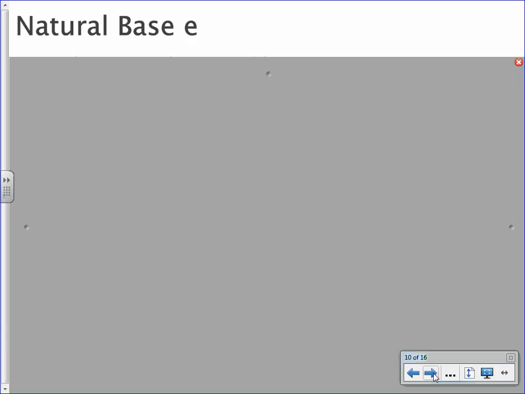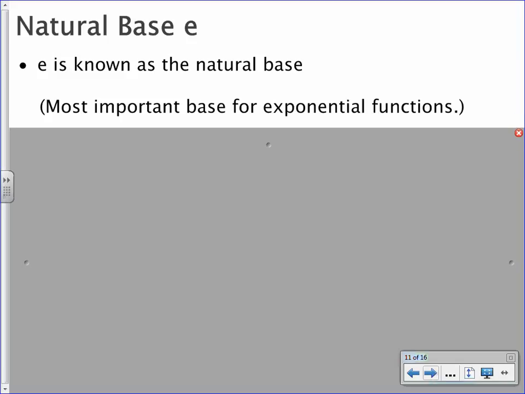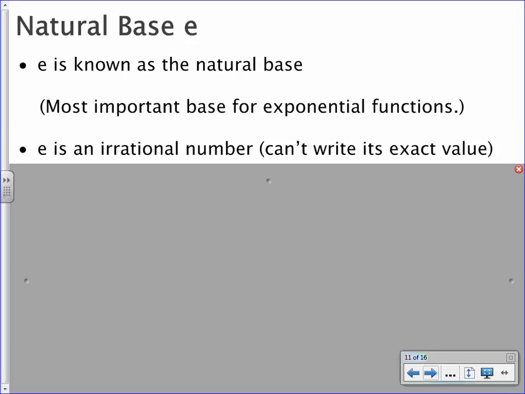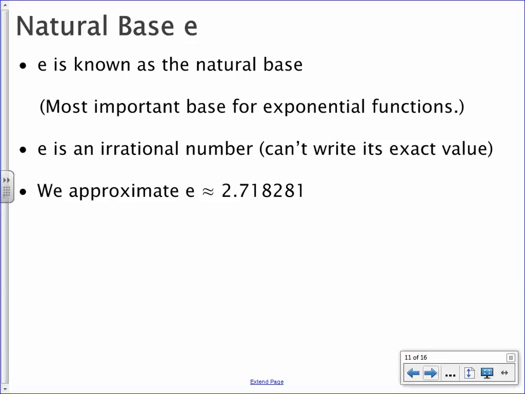Let's talk about the number e. e is what we call Euler's constant. Okay? And it is known as the natural base. It is probably one of the more important bases in exponential functions. And e will also be an important base when we talk about logarithms tomorrow. It is an irrational number and can be approximated to 2.718, blah, blah, blah. But it's an irrational number, much like pi.